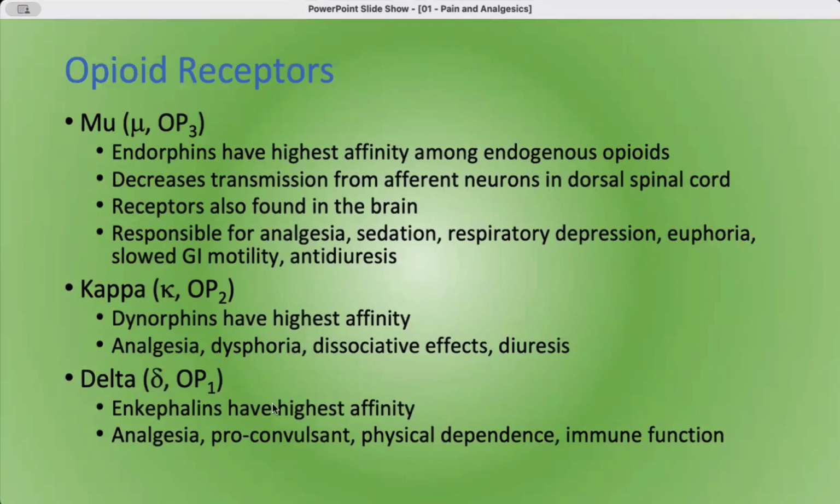The kappa and delta, yeah, they'll be there to confuse you a little bit, but the good news is that most of the pharmacology really targets mu and not kappa and delta. But I'm presenting it for completeness, obviously. Delta is activated by enkephalins, also has analgesic effects, also tends to be proconvulsant. The delta is also responsible for some of the physical dependence and has some effects on immune function as well.